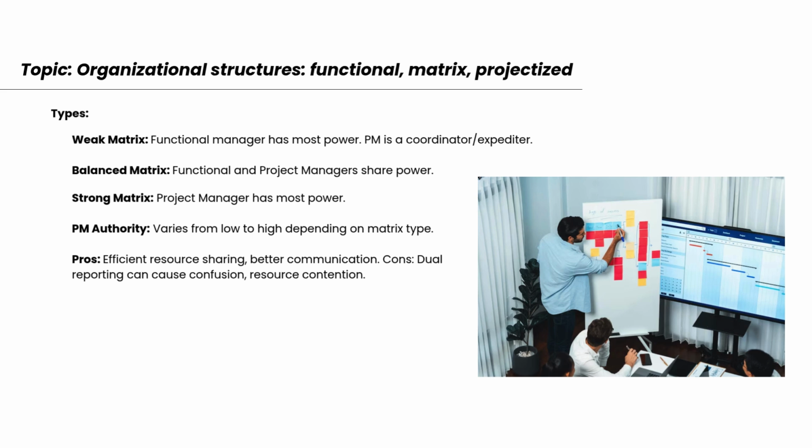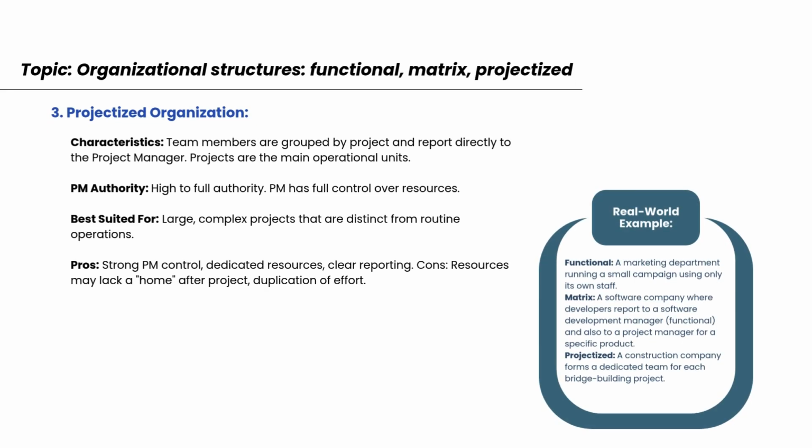Pros of matrix: efficient use of resources, improved communication. Cons: dual reporting structure can create confusion and resource conflicts. Slide topic: projectized organization. In a projectized organization, the structure revolves completely around projects. Characteristics: team members are grouped by project and report directly to the project manager. Projects are treated as the main operational units.